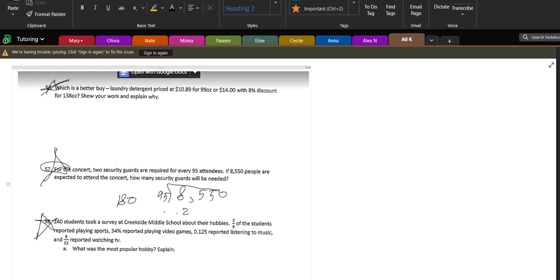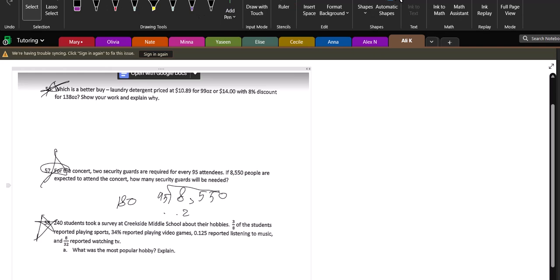So, first question. Which is a better buy, laundry detergent priced at $10.89 for 99 ounces, or $14 with an 8% discount for 138 ounces? Show your work and explain why. Well, I agree, this is not a fun problem. So basically what we want to figure out is the price per ounce.